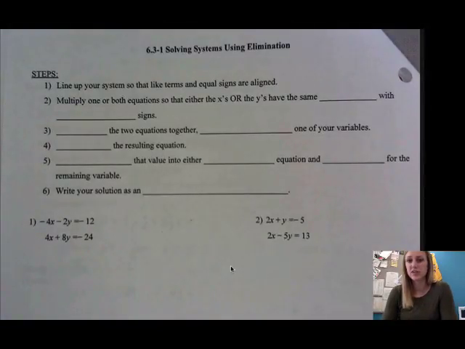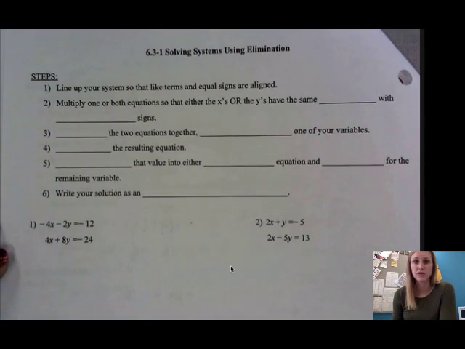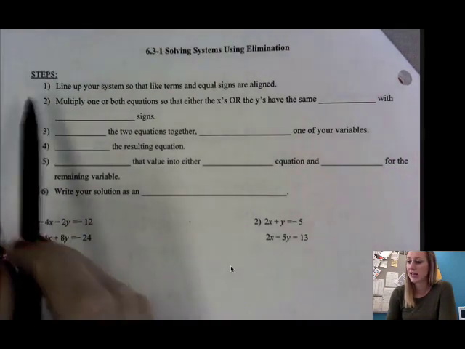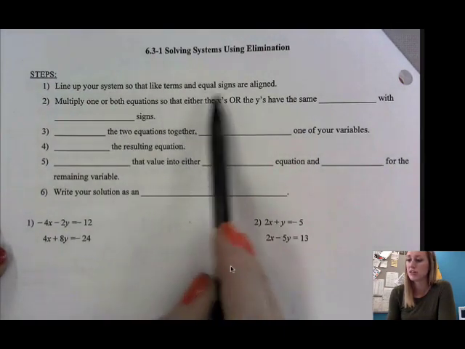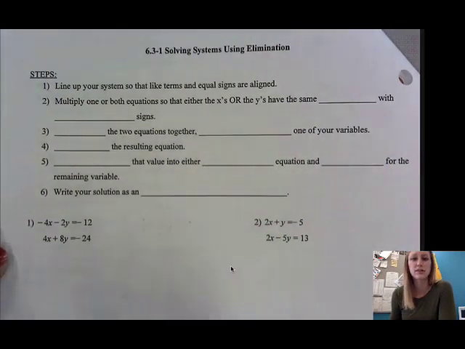Hi guys, in this video we're going to look at another method for solving systems of equations, and this method is called elimination. So here are the steps for using elimination. We're going to line up our system so that like terms and equal signs are aligned. So lining up our x's, our y's, and then our constants.